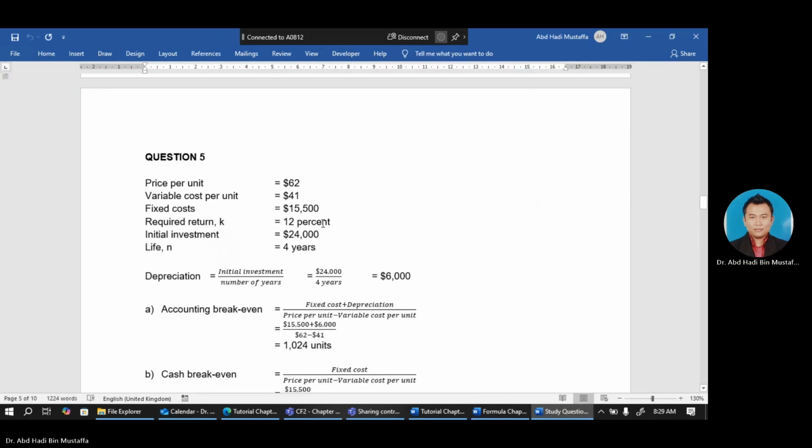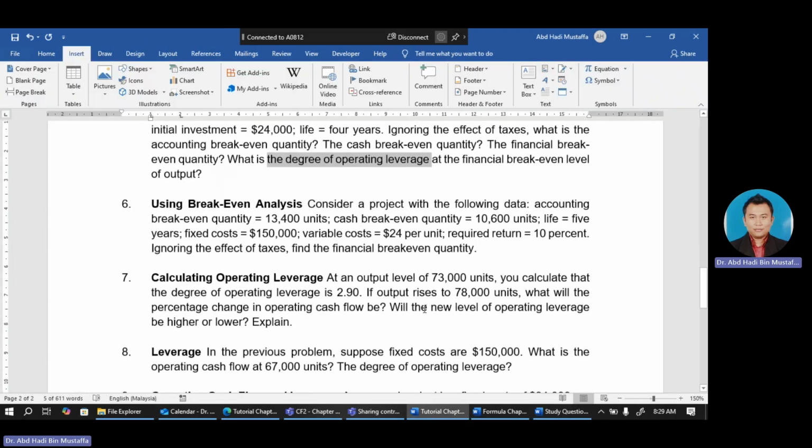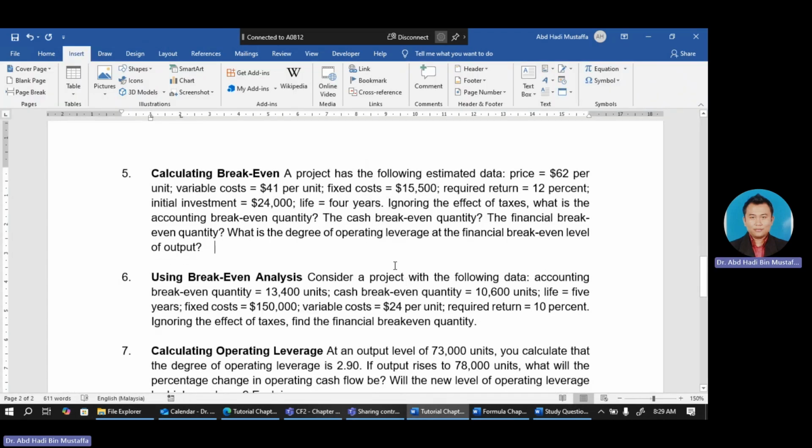Now, let's have a look at question number 5. Okay, this one you can write down. This is calculating break-even, but we need to look at what kind of break-even the question asks you. The project has the following estimated data. The price per unit is $62 per unit. VC or variable cost is $41 per unit. Fixed cost $15,500. Required return 12%.